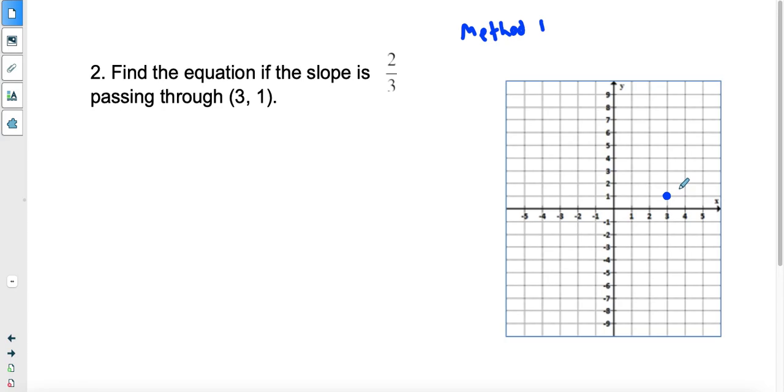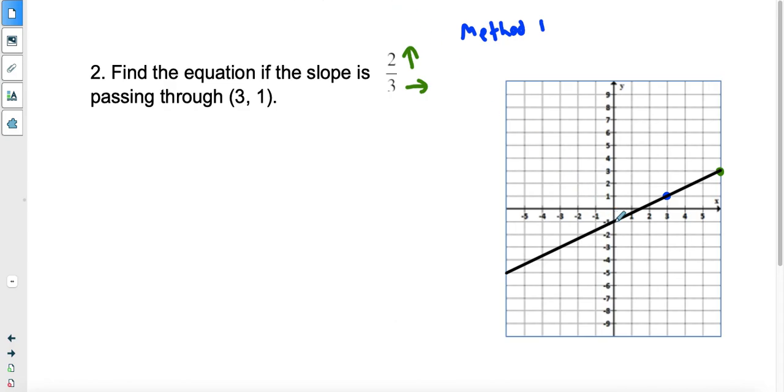The slope is equal to 2 over 3. Remember, slope means rise over run. So what this tells us basically is when we go 2 up, we have to go 3 to the right. So on this point here, if I go 2 up, I have to go 3 to the right. And now all I have to do is draw a line through the points to find what the y-intercept is. And we can see that the y-intercept here is going to be negative 1.